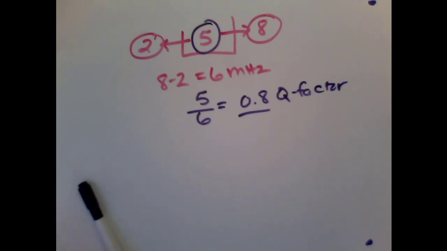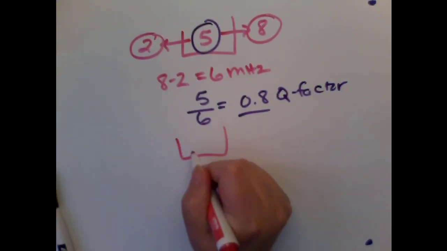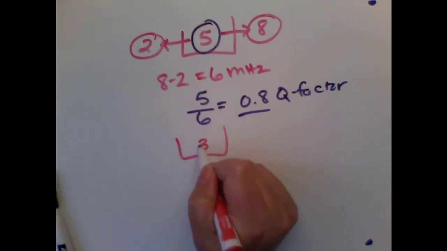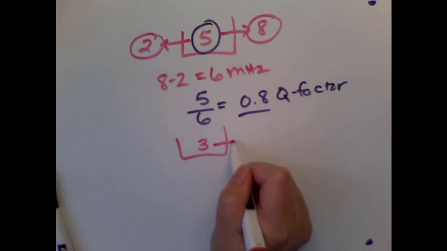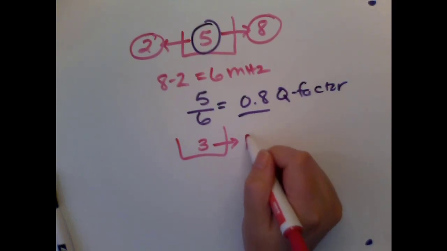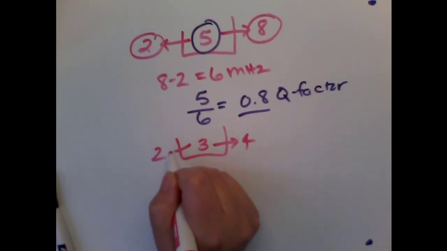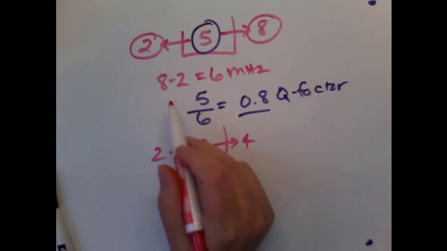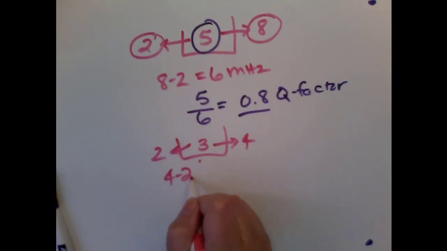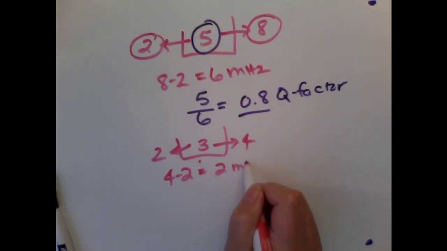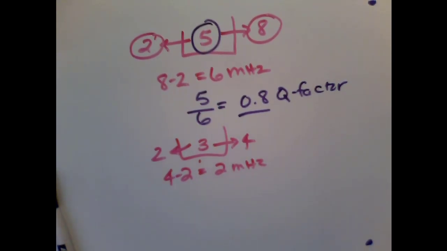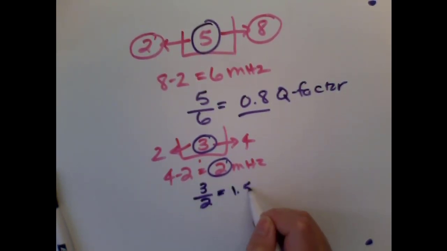Let's take a look at that transducer B then. So transducer B is a 3 megahertz transducer. It can emit up to 4 and down to 2. So the bandwidth again is going to be 4 minus 2, which equals 2 megahertz. The Q factor then is going to be the main frequency divided by the bandwidth. So 3 divided by 2, which equals 1.5.